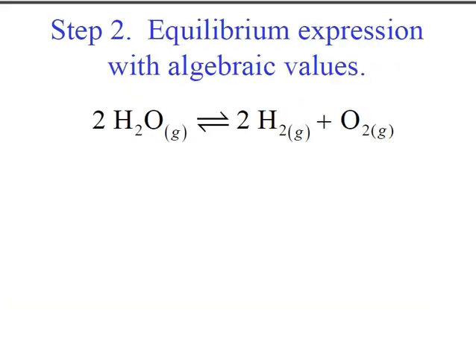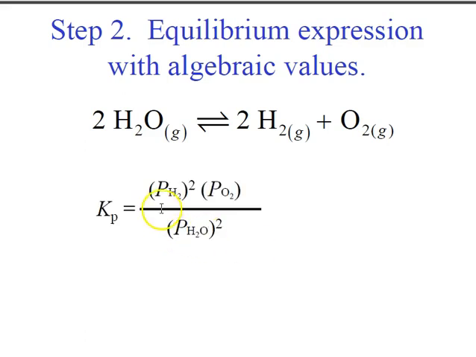All right. Now, we're going to write our equilibrium expression. So we've got products over reactants raised to their coefficient, and we're talking about Kp. So we write our expression using those p's for pressure. Now we're going to plug in our values.